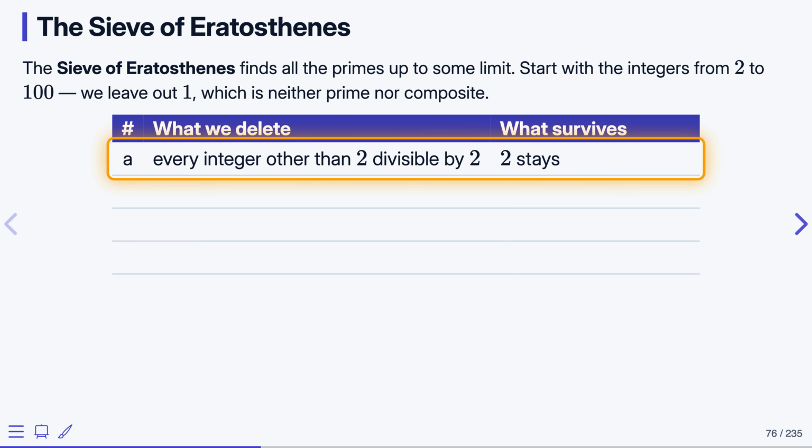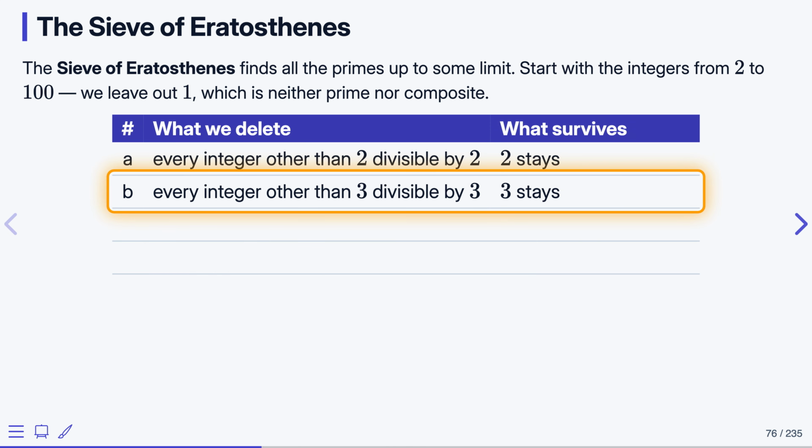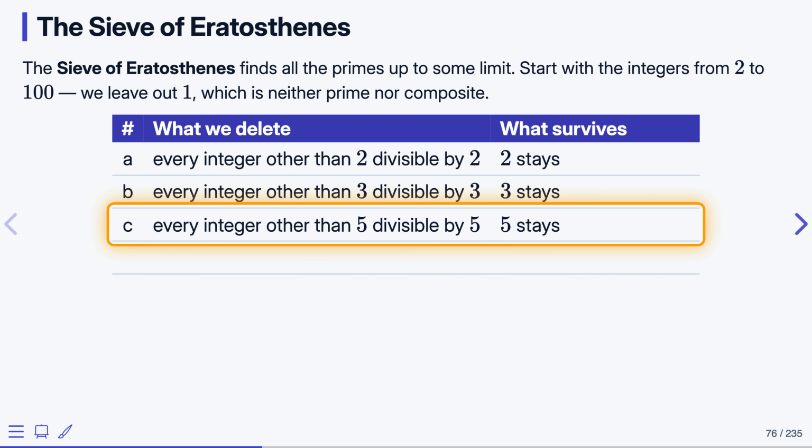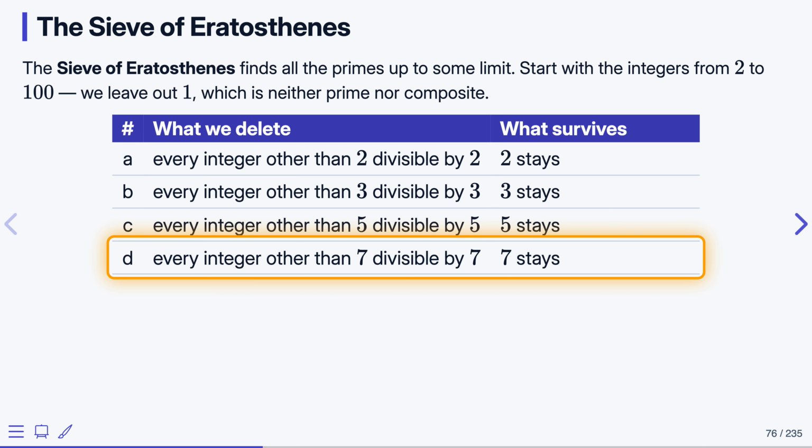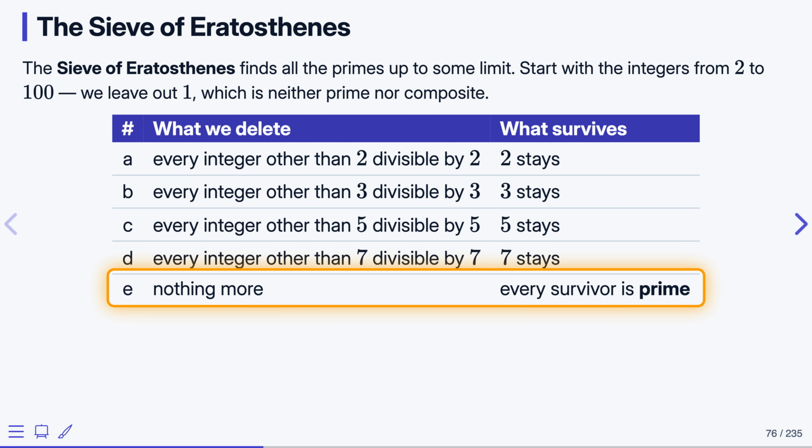Step A, keep 2, but cross out every other multiple of 2: 4, 6, 8, and so on. Step B, keep 3, but cross out every other multiple of 3. Step C, keep 5, and cross out its other multiples. Step D, keep 7, and cross out its other multiples. Step E, now stop. Every number still standing is prime. In a moment we will see why 4 rounds were enough.